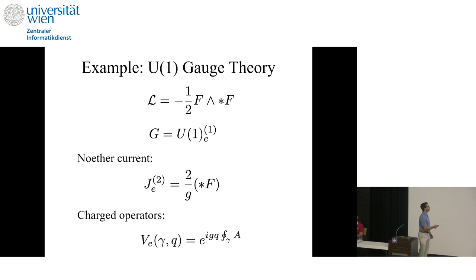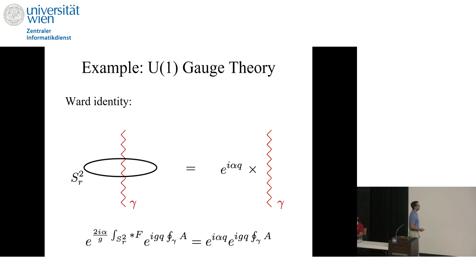And this is why we refer to it as an electric symmetry as opposed to, say, a magnetic symmetry under which 't Hooft operators are charged. The Ward identity for this electric one-form symmetry tells us that if we compute the exponentiated integral of the electric flux through a two-sphere, which links with this Wilson line, then this is just going to ultimately compute the charge of the Wilson line.